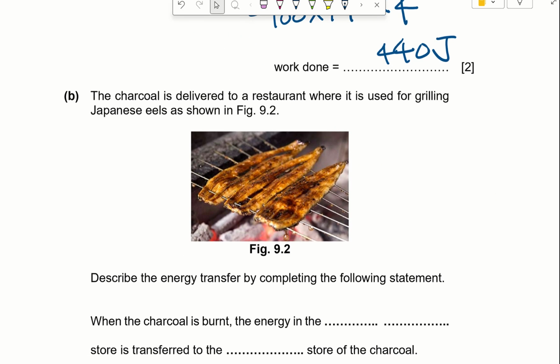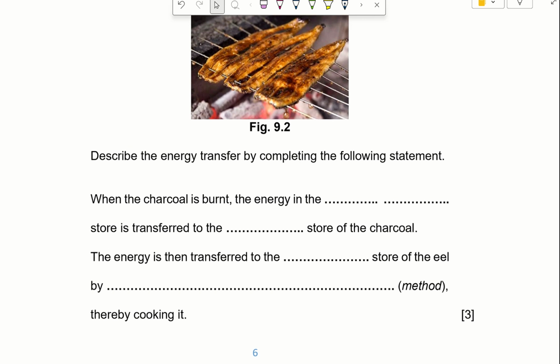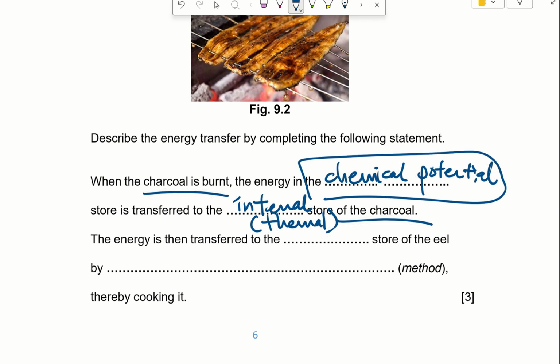Okay, the charcoal is delivered to a restaurant where it's used for grilling Japanese eels as shown in figure 9.2. Describe the energy transfer by completing the following statement. When the charcoal is burned, the energy in the what store is transferred to the what store of the charcoal. Okay, so the energy in the chemical potential store is transferred to the internal store. Internal store is linked to temperature or thermal. Chemical potential store is energy that is not being released yet.